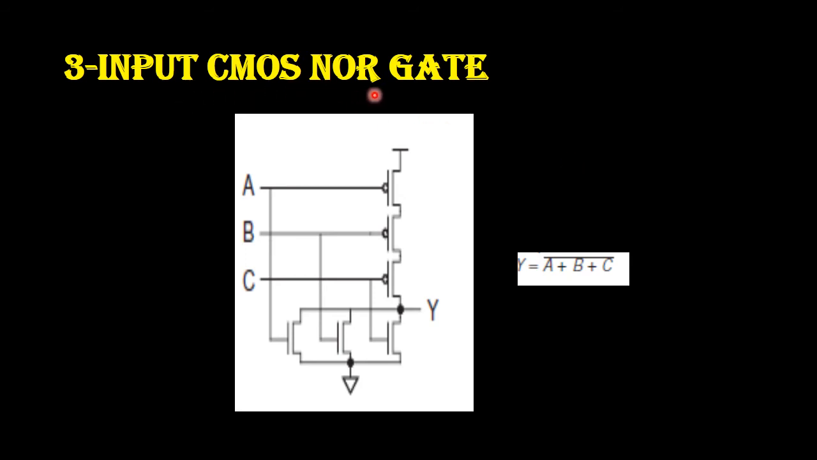So, 3 input CMOS NOR gate, A plus B plus C the whole bar. Here 3 inputs are there. Here we are having sum term. Sum term means the PMOS transistors should be connected in series and the NMOS transistors should be connected in parallel. So, by using this sutra, we can solve any Boolean expressions using CMOS logic.